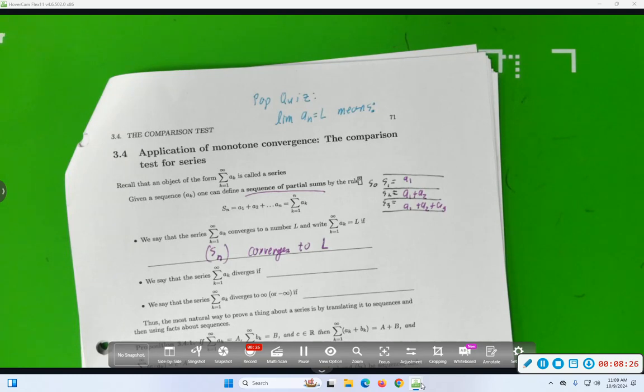The series converges if and only if the sequence of partial sums converges. So that's handy. That connects series back to sequences. Everything you know about sequences is also a fact about series. You just have to figure out how to parse it out.